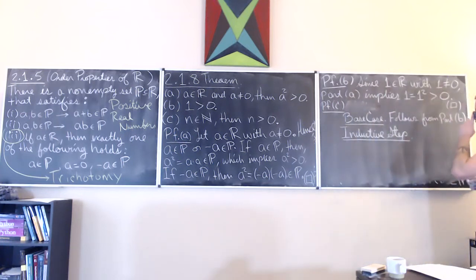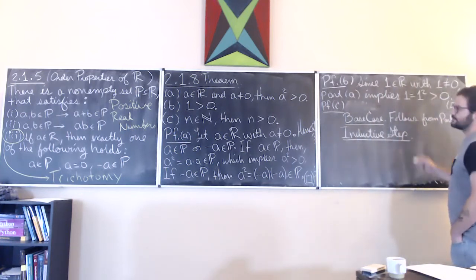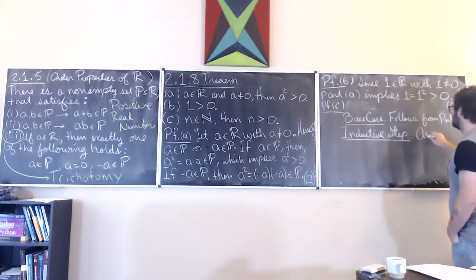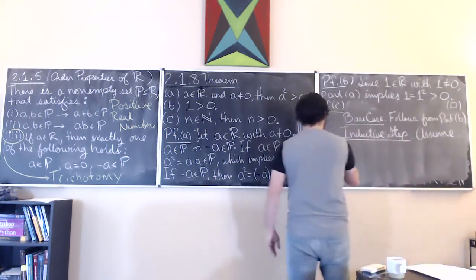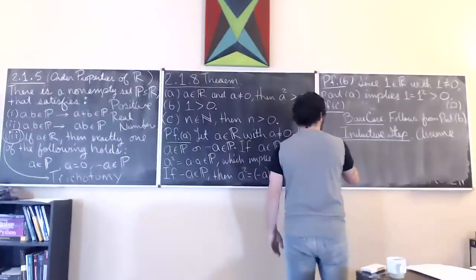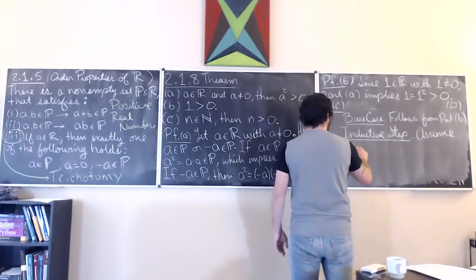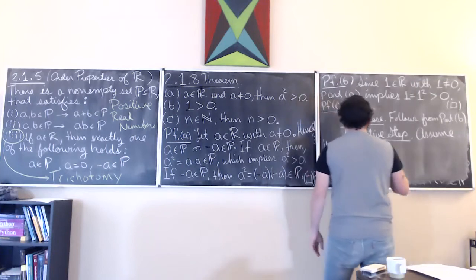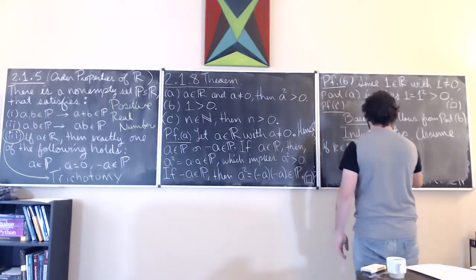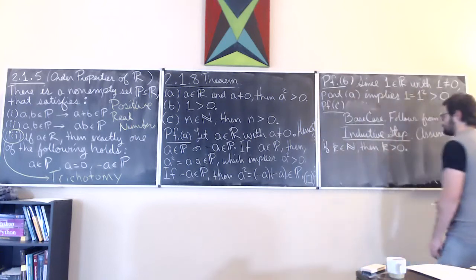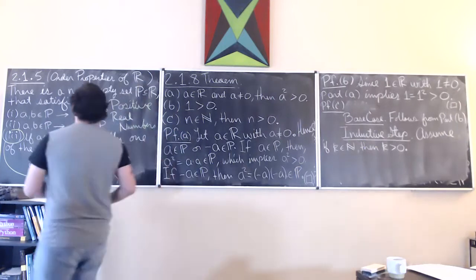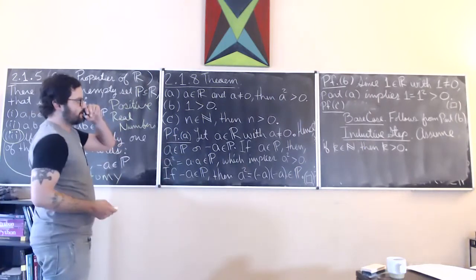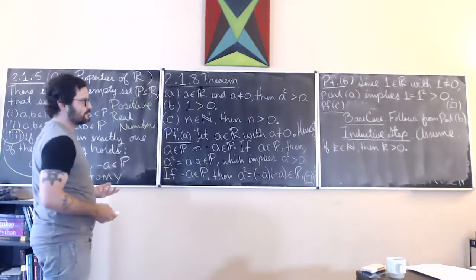Okay. So for our inductive step, we need to assume our inductive hypothesis. So we assume if k is a natural number, then k is greater than 0. Okay. Now, in particular, we know that k is in P, right?